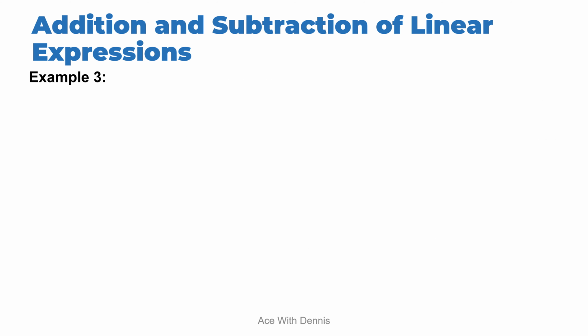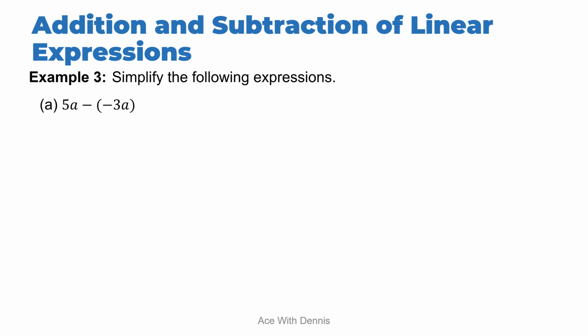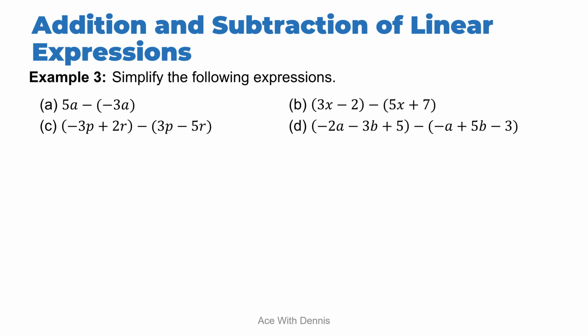Let's look at example 3. Simplify the following expressions. A. 5a minus (negative 3a). B. (3x minus 2) minus (5x plus 7). C. (negative 3p plus 2r) minus (3p minus 5r). D. (negative 2a minus 3b plus 5) minus (negative a plus 5b minus 3).